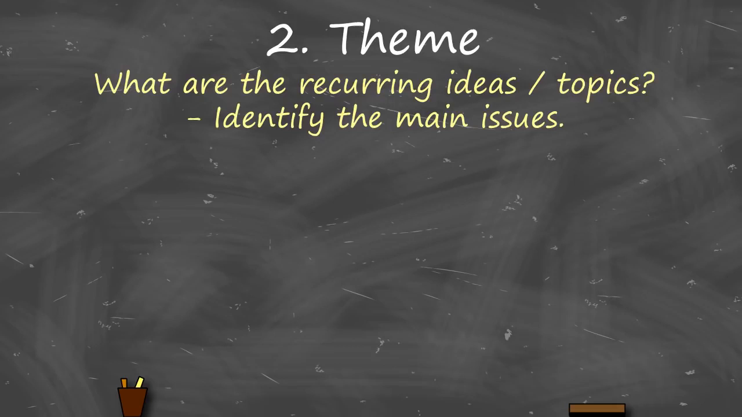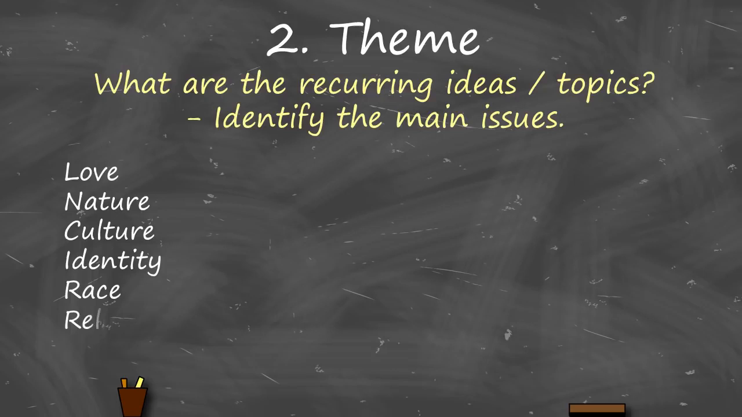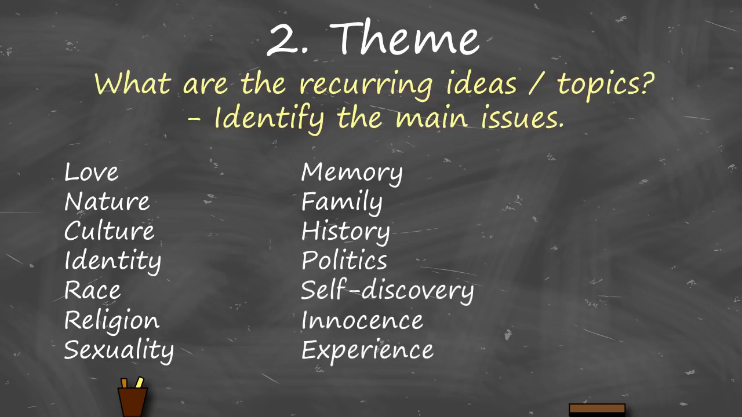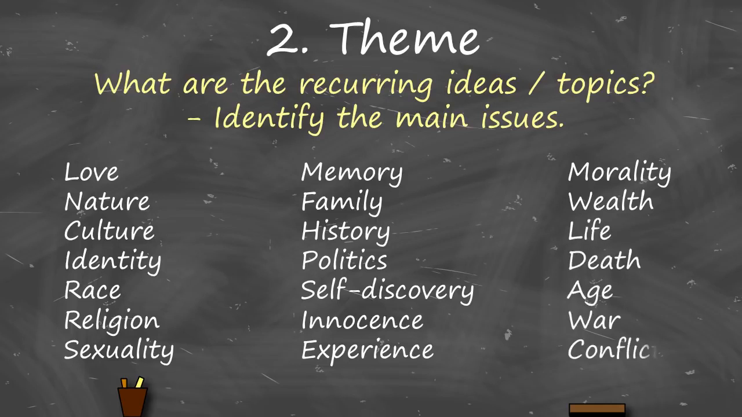Step 2. Theme. What are the recurring ideas and topics? Try to identify the main issues at the heart of the poem. Here are some possible themes you might be able to identify. Love, nature, culture, identity, race, religion, sexuality, memory, family, history, politics, self-discovery, innocence, experience, morality, wealth, life, death, age, war, or conflict.